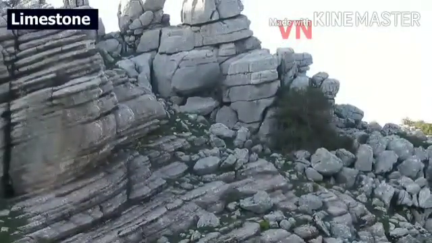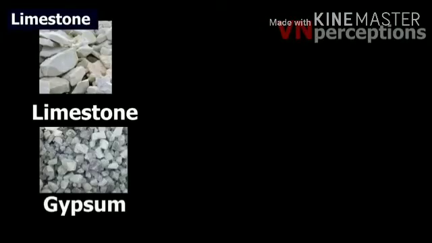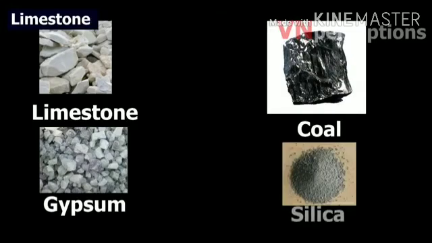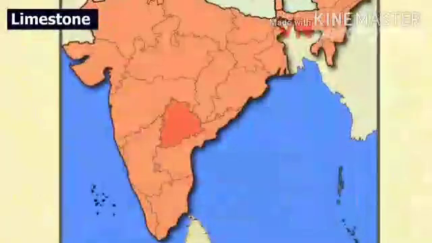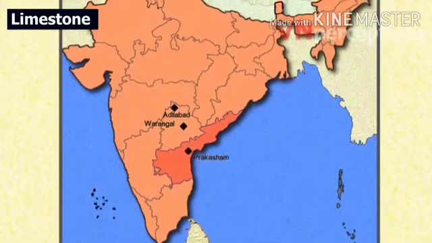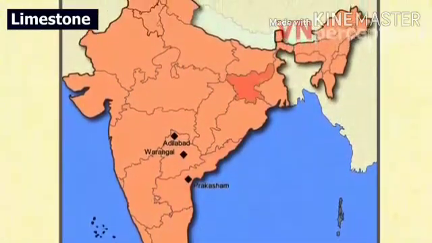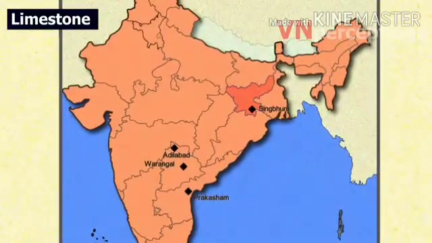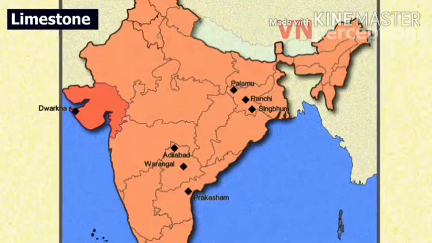Second, limestone is used in the cement industry because cement is mainly made from limestone, gypsum, coal, and silica. In Telangana, it is found in Adilabad, Warangal. In Andhra Pradesh, it is found in Prakasam. In Jharkhand, it is found in Singhbhum, Palamau, Ranchi. In Gujarat, it is found in Dwarka, Porbandar, Sikka.